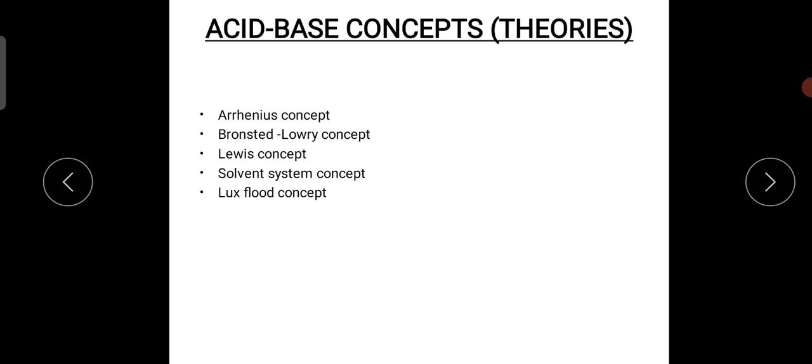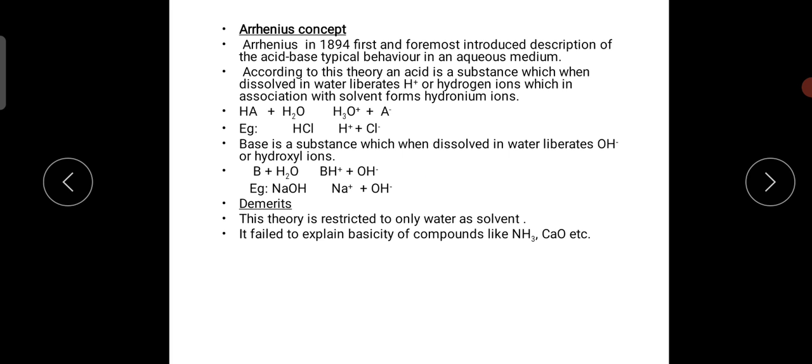Next, acid-base concepts. There are five concepts: Arrhenius concept, Bronsted-Lowry concept, Lewis concept, solvent system concept, and Lux-Flood concept. Let's move to the first concept, that is the Arrhenius concept. The Arrhenius concept was introduced in 1894, based on acid-base characters in the aqueous medium. According to this theory, an acid is a substance that, when dissolved in water, liberates hydronium ions.